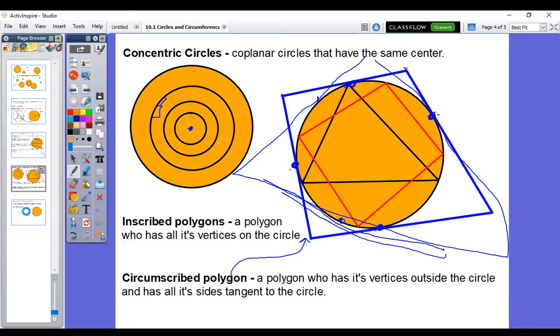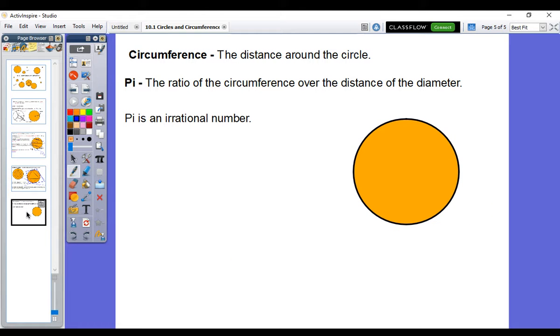All right. Last thing on this right here, circumference and pi. Now, circumference is the distance around the circle. And to find circumference, as we've done before, circumference equals 2 times pi times radius. Okay. Pi is the ratio of circumference over the distance across a circle. So the distance around the circle, pi is circumference over the diameter.